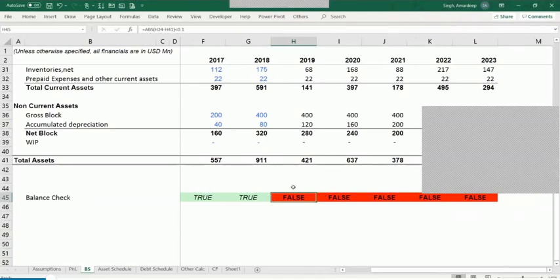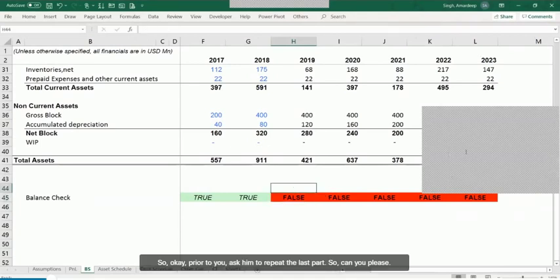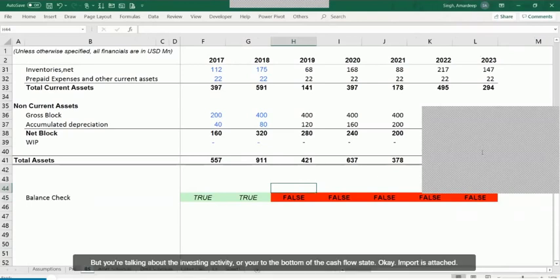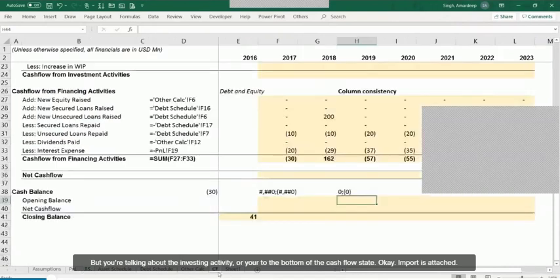So okay, Prachi, you're asking me to repeat the last part. So can you please explain what is this last part? Are you talking about the investing activity or you're referring to the importance of the cash flow statement? Okay, importance of cash flow statement.